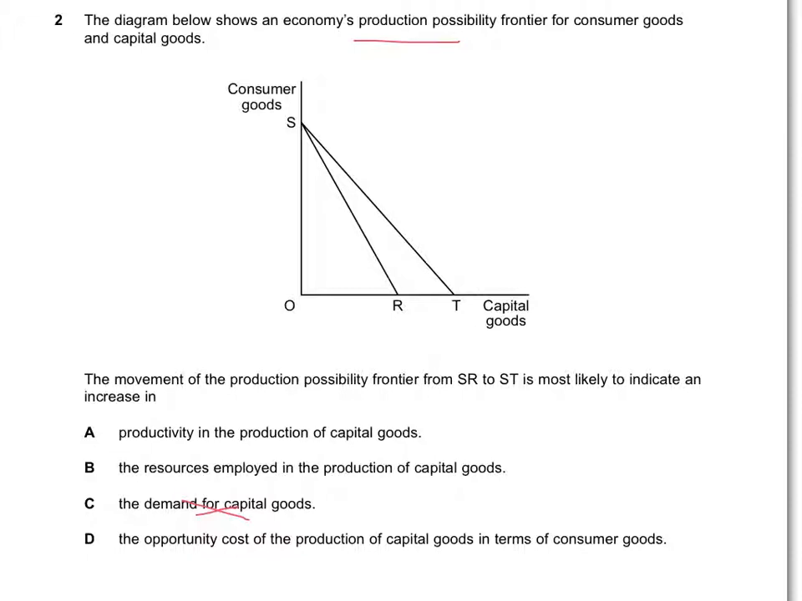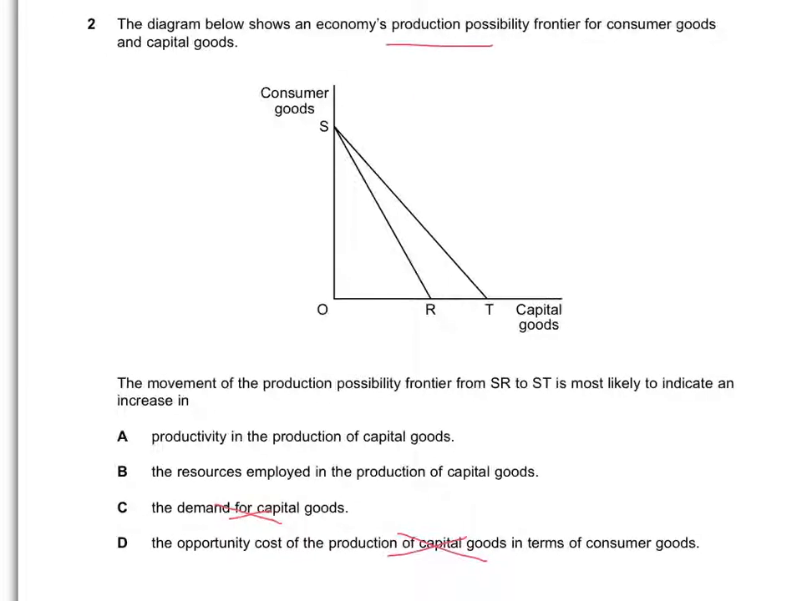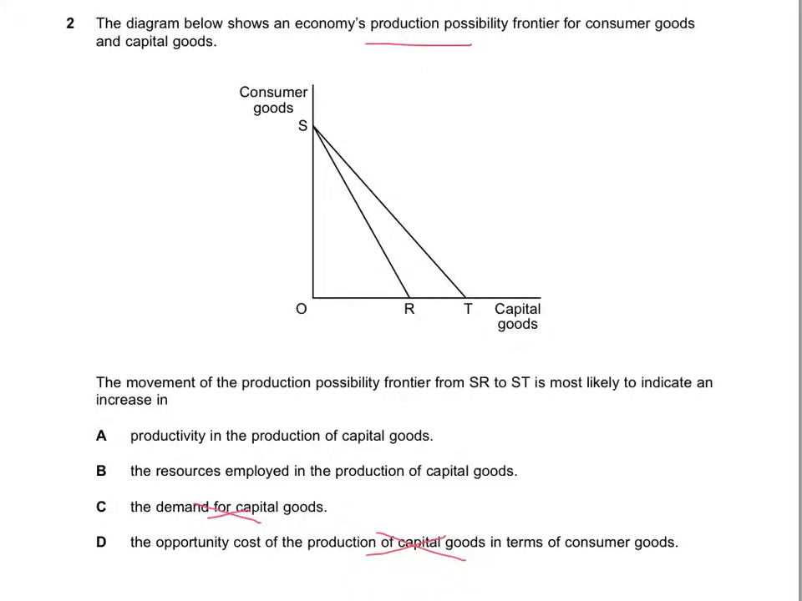So when you see an increase in the relative output of one good in relation to the other, it tells us that there is an improvement in the productivity of producing that good. That means that you can get more of that good for the resources that you're putting in.